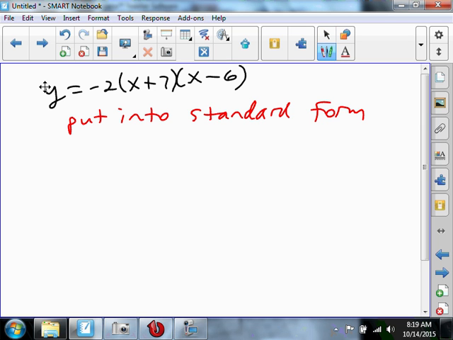So let's put this in standard form. Oh my goodness, I feel like Annie from Annie. Y equals -2 times x plus 7 times x minus 6.